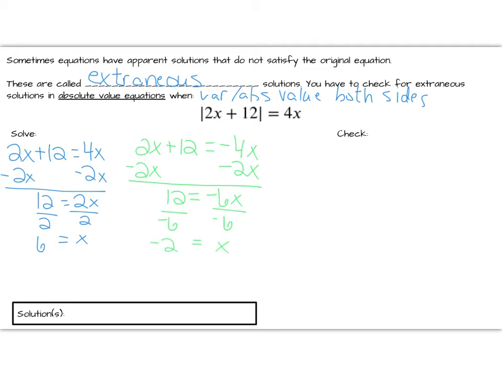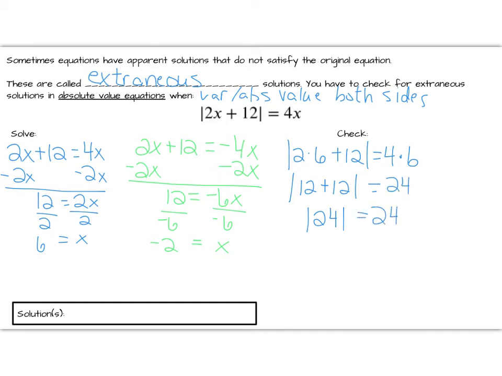Now I need to check these in my original equation. So I'm going to substitute x is 6. So I'm going to check, is the absolute value of 2 times 6 plus 12, does that equal 4 times 6? So what do I get? 2 times 6 is 12. I'm sorry, 12 plus 12 is 24. So that's the absolute value of 24. Over on the other side, 4 times 6 is 24. Does the absolute value of 24 equal 24? Yes. So 6 is a solution.